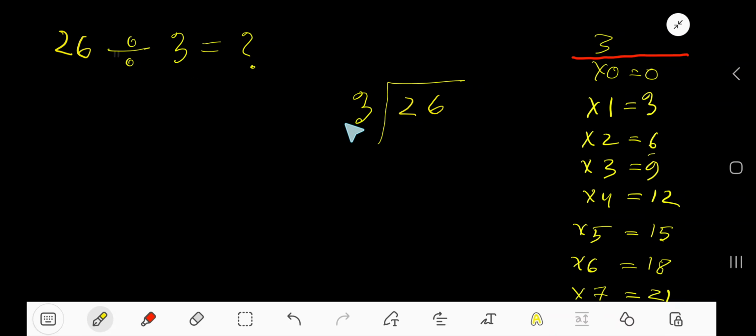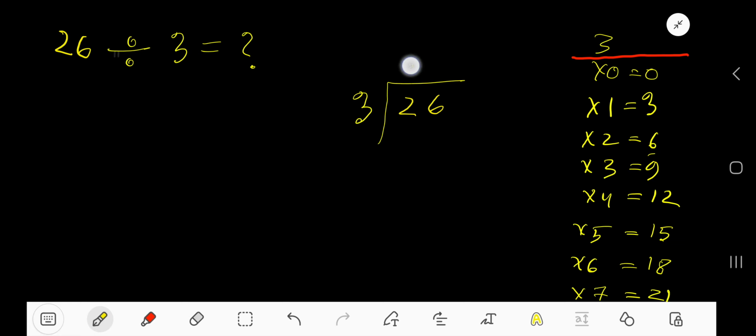26 divided by 3. Here 3 is a divisor, so we need the multiplication table of 3. 3 times 0 is 0, 3 times 1 is 3, 3 times 2 is 6, 3 times 3 is 9, 3 times 4 is 12. To find the multiplication table of 3 easily, just add 3 to the previous step: 0 plus 3 is 3, 3 plus 3 is 6, 6 plus 3 is 9, 9 plus 3 is 12, 12 plus 3 is 15.